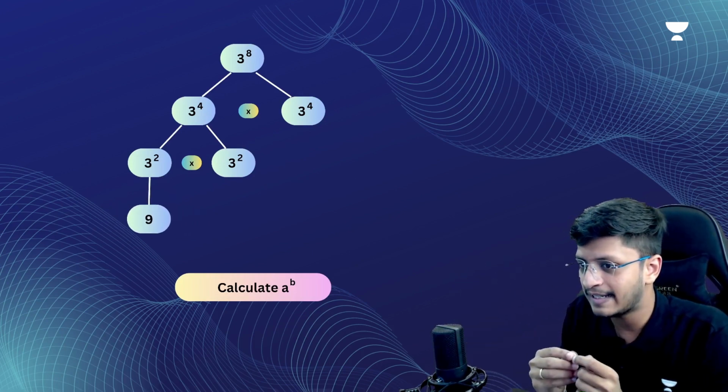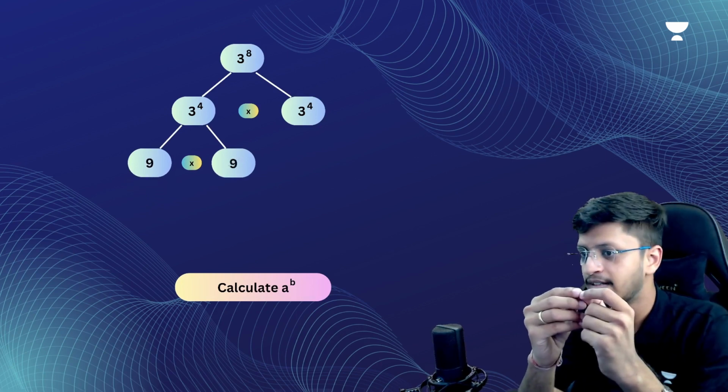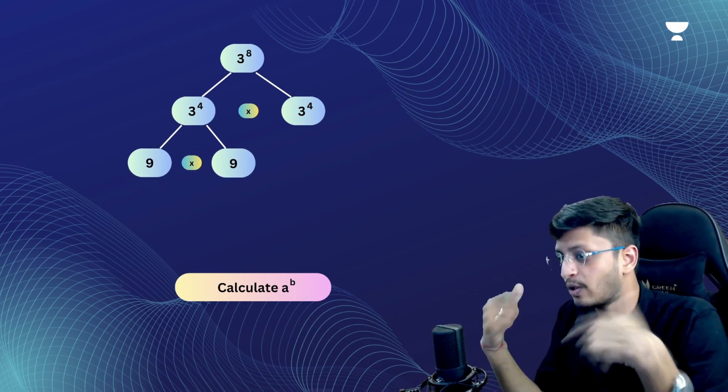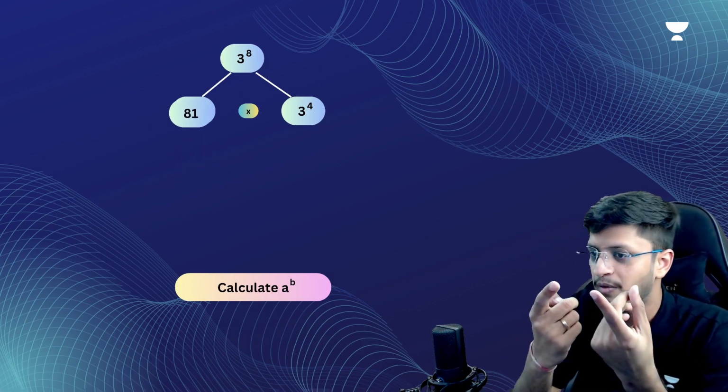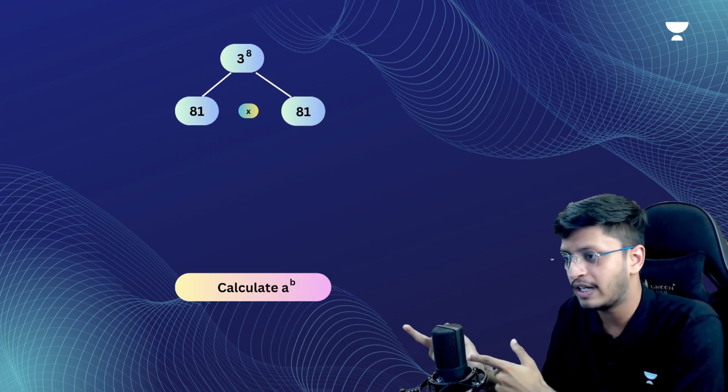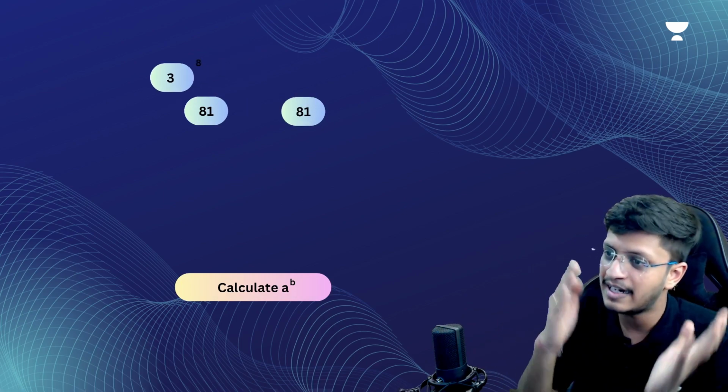Now 3 into 3 is 9. So 3 square becomes 9. Now another 3 square also becomes 9. Now 9 into 9 becomes 81. 3 to the power 4 becomes 81. Another 3 to the power 4 is also 81. So 3 to the power 8 is 81 into 81. You actually record only 4 operations, not 8.